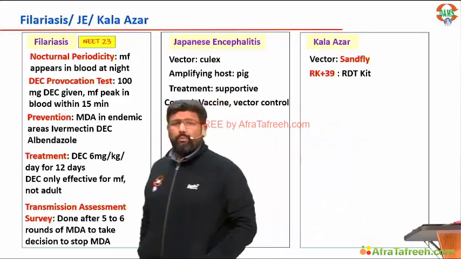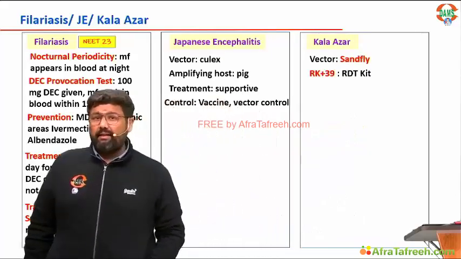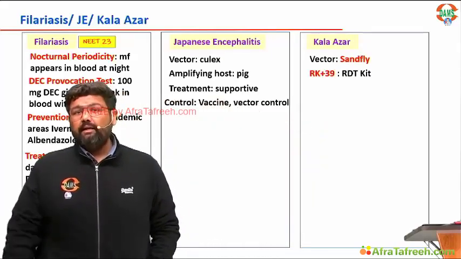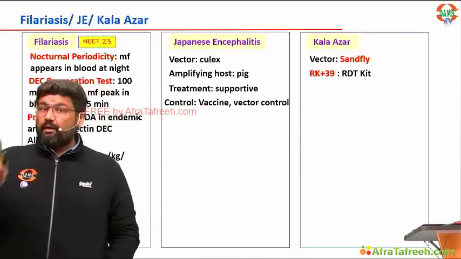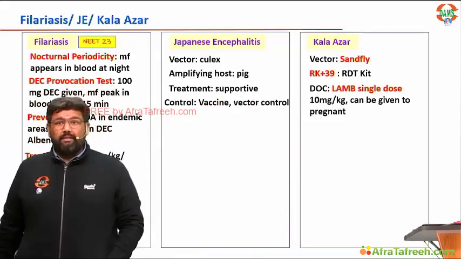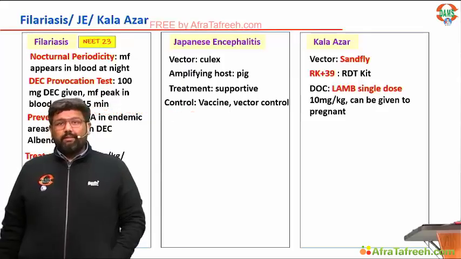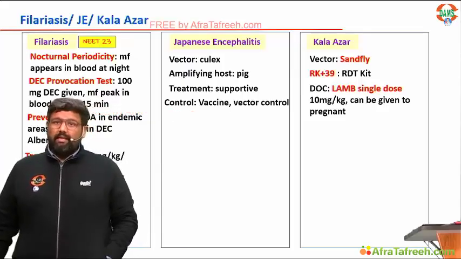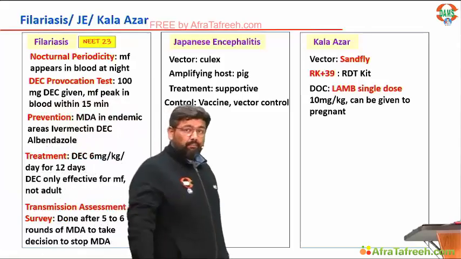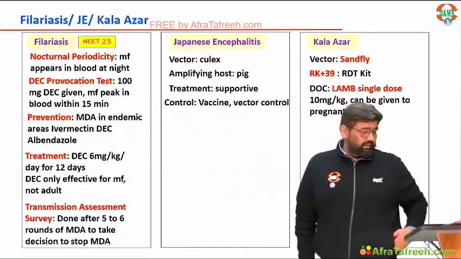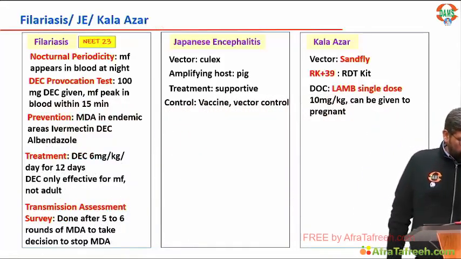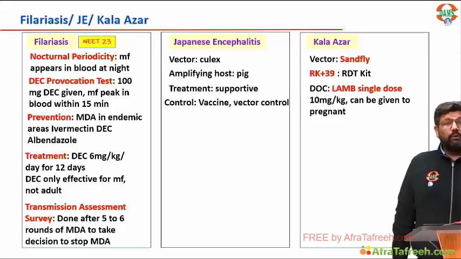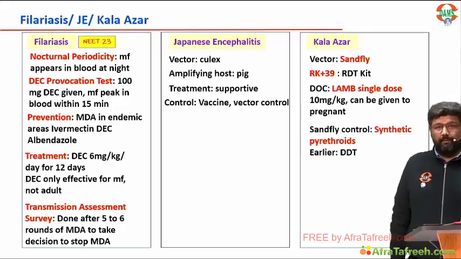NEET PG 21 question was RK 39 is used. It is an RDT kit, rapid diagnostic kit for Kala Azar. Drug of choice, liposomal amphotericin B, single dose is given, 10 mg per kg. This can be given to a pregnant woman.